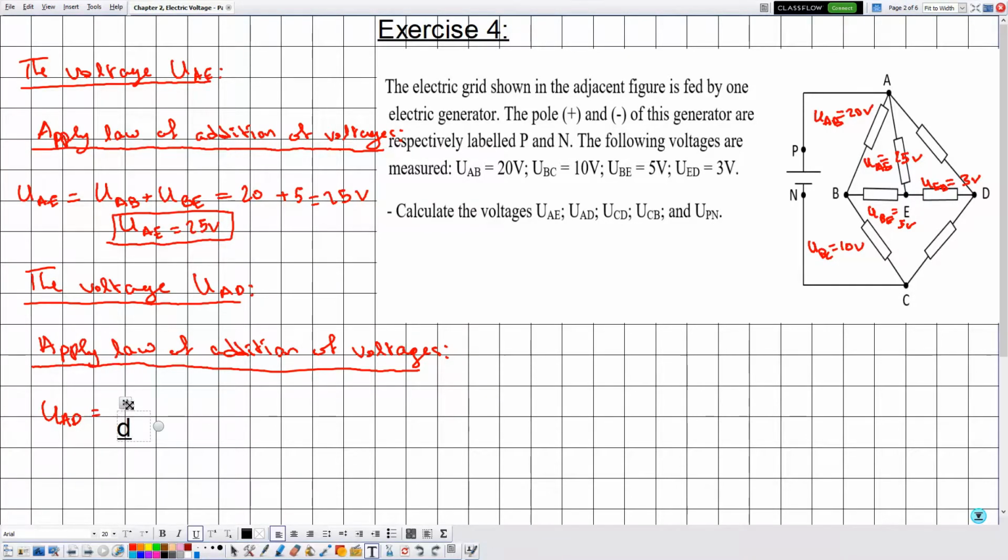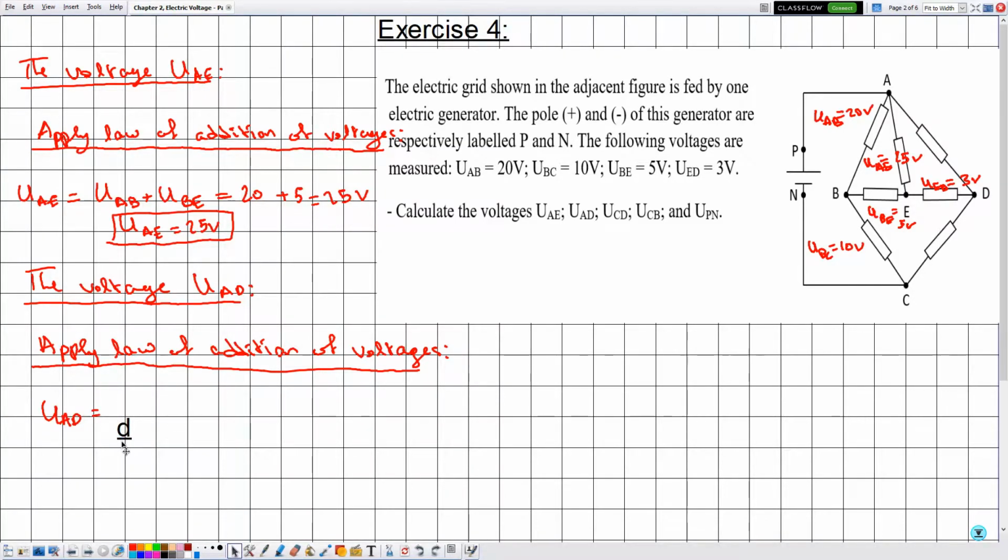Then UAD is equal to UAE plus UED. UAE is given by 25 and UED is given by 3. So the value of UAD is given by 28 volts because 25 and 3 are expressed in volts. So the applied voltage UAD is equal to 28 volts.